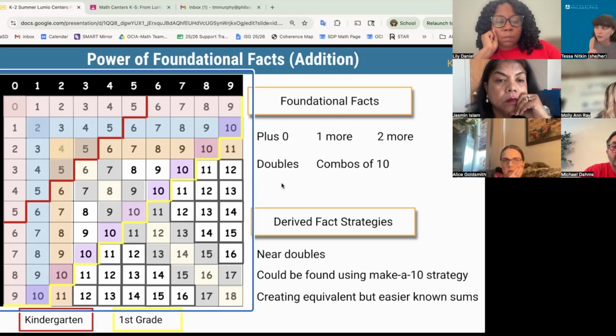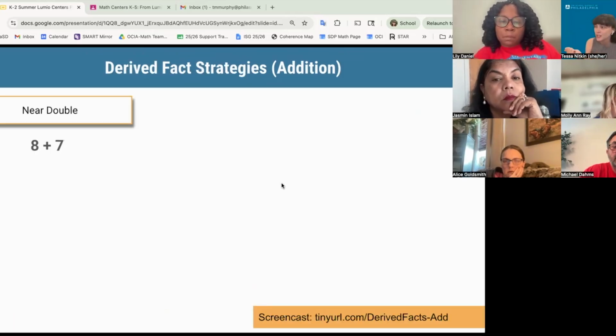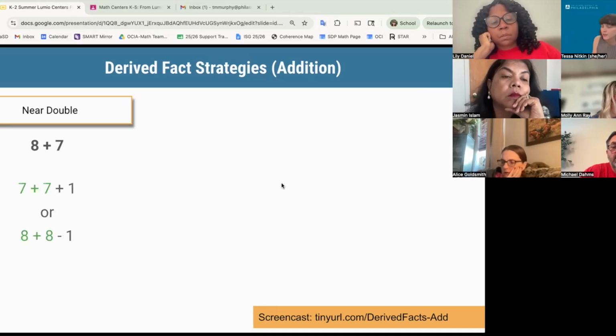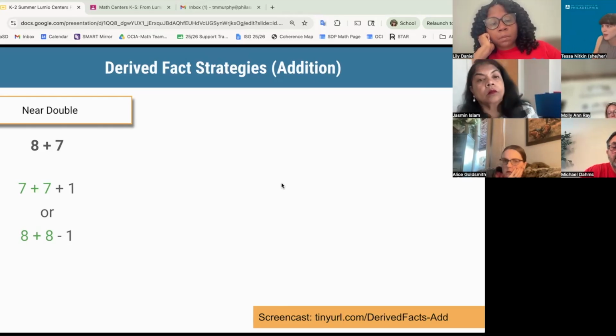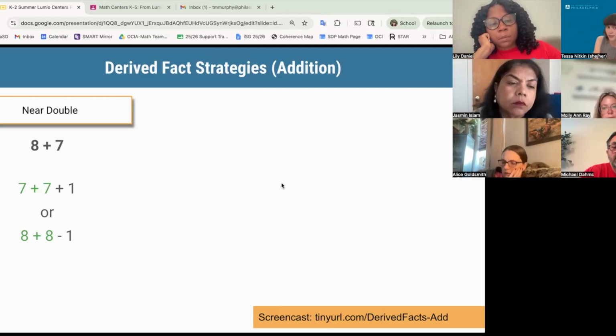Okay, now we're going to look at the derived fact strategies. Got ahead of myself. The first one we're going to look at is near doubles. 8 plus 7 is an example. If I know my doubles facts, I could think about that as 7 plus 7 and one more. So I know my 7 plus 7 is 14. One more, I get to 15. Or maybe I really like 8 plus 8, and I see that as one less than 8 plus 8. 8 plus 8 is 16, so one less is 15.